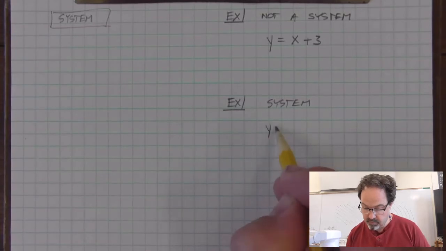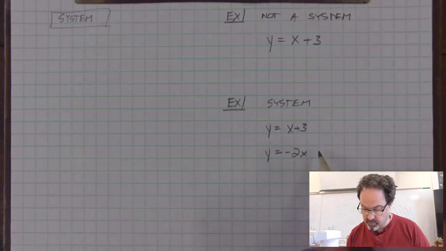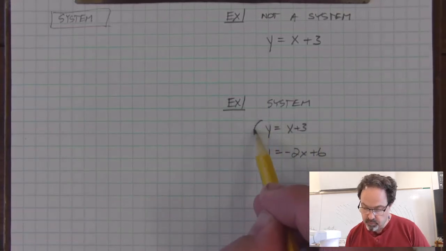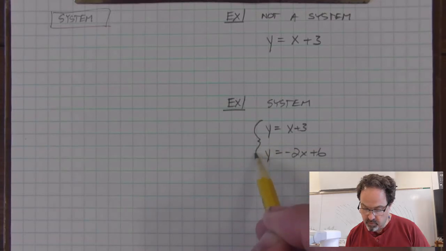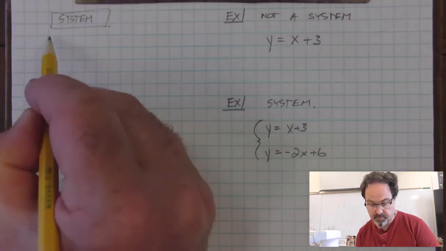These two equations, y is equal to x plus 3, and also at the same time, another equation, y is equal to negative 2x plus 6. And we're going to group these two equations with this bracket. We could call that a system bracket because we want to consider both equations at the same time. And we'll say more about that in just a minute.